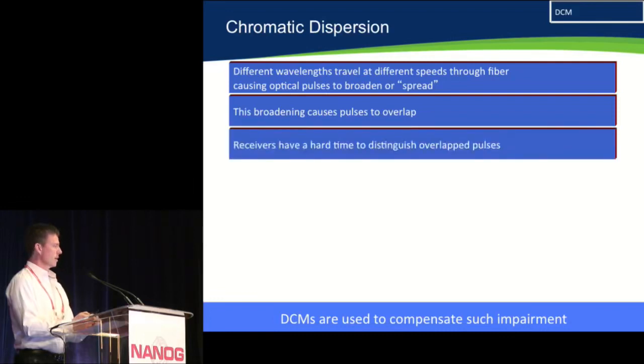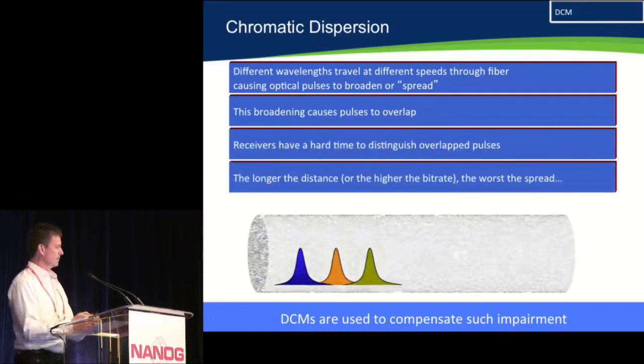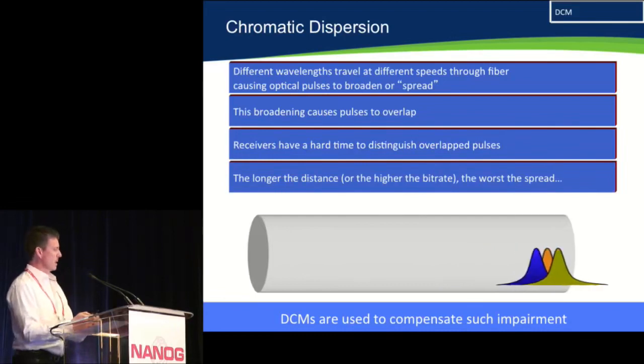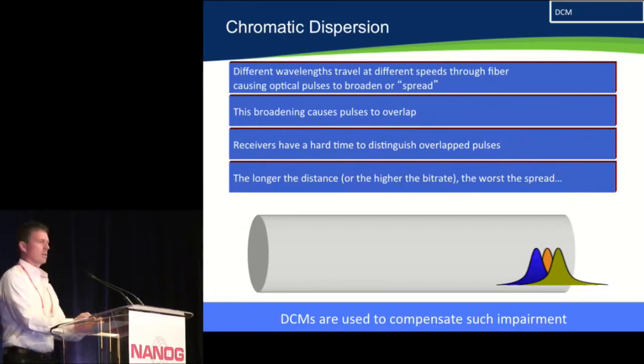And as they travel down the fiber, I've got a good animation here. Because they're traveling at different speeds, the wavelengths will peak closer together, and the pulses will start to overlap. The receiver has a hard time distinguishing them. The colors become somewhat blurred, and the longer the distance or the higher the bit rate, the worse the spread becomes.